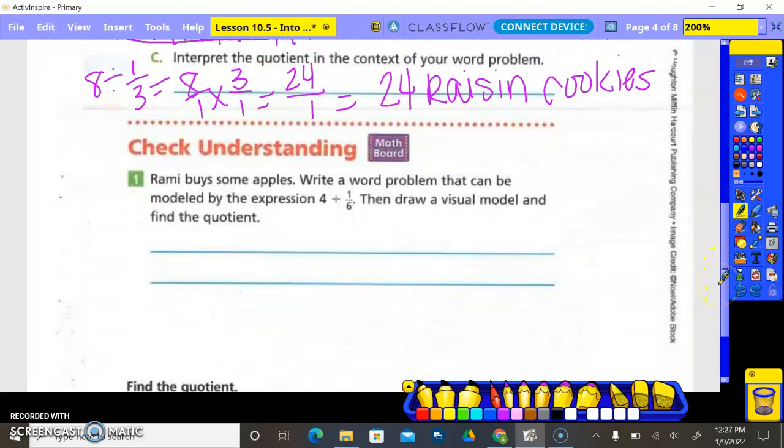Check understanding. Number 1, Rami buys some apples. Write a word problem that can be modeled by the expression 4 divided by 1/6. Then draw a visual model and find the quotient.